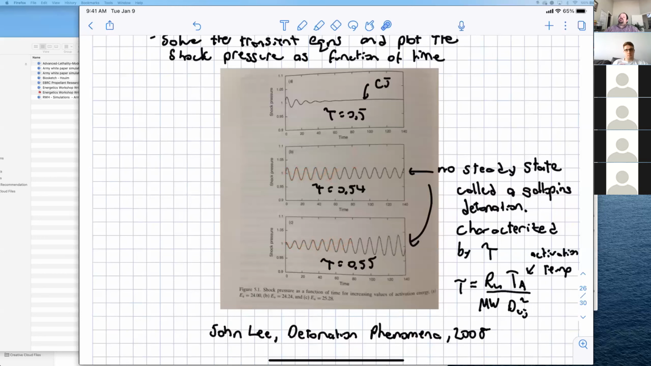And these are perfectly 1D calculations. There's no multidimensional effects going on here. And so these one-dimensional detonations where there's no steady state and the shock pressure keeps oscillating, that's called a galloping detonation, because you can kind of see it's sort of galloping like you're on a horse.